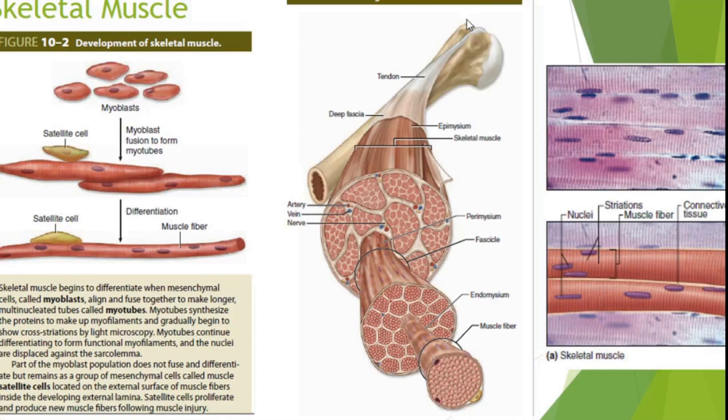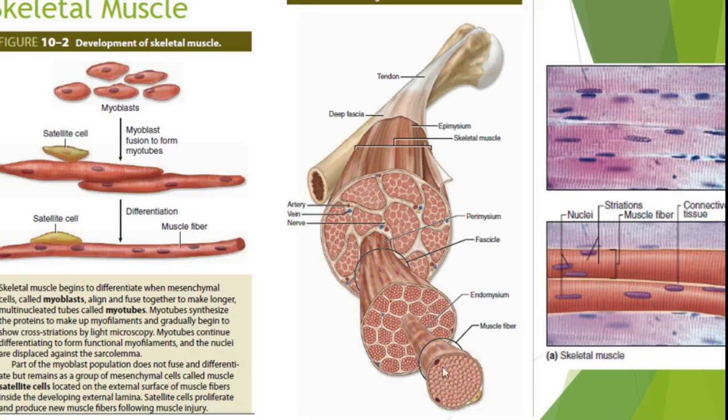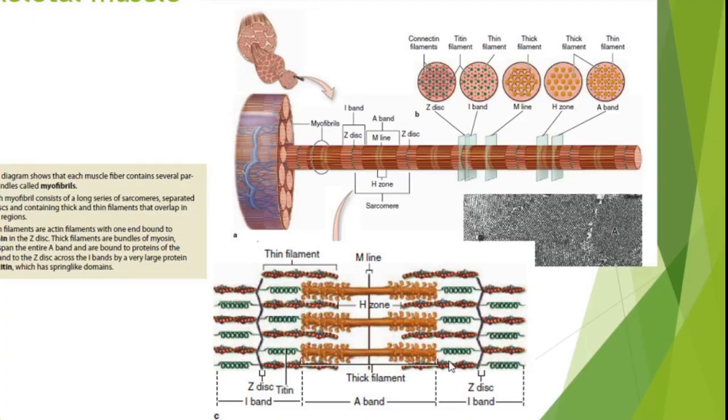So now, let us focus dun sa muscle fiber. Ito. Tingnan nyo yung pointer ko ha. Muscle fiber. Itong muscle fiber na to, palalakihin natin sa next slide. Ayan. Ito na siya. Okay? So, the diagram shows that each muscle fiber contains several parallel bundles called myofibrils.